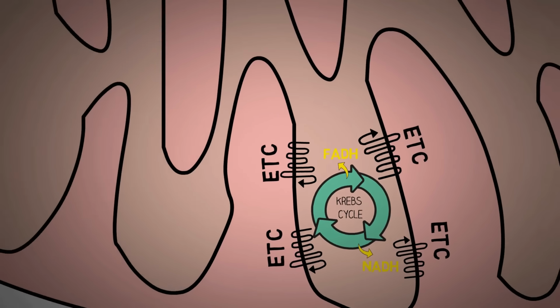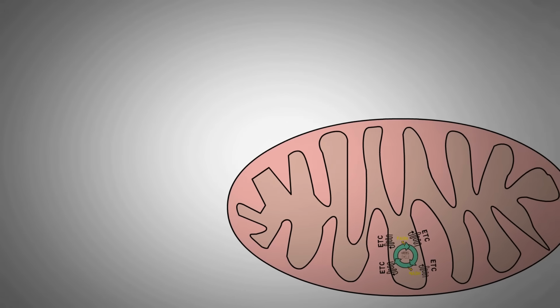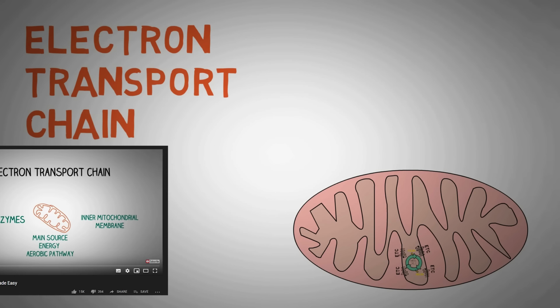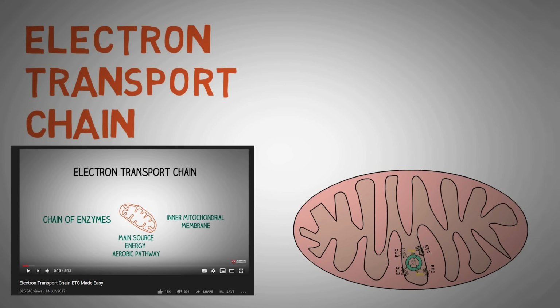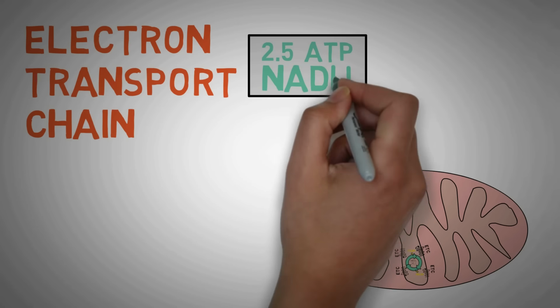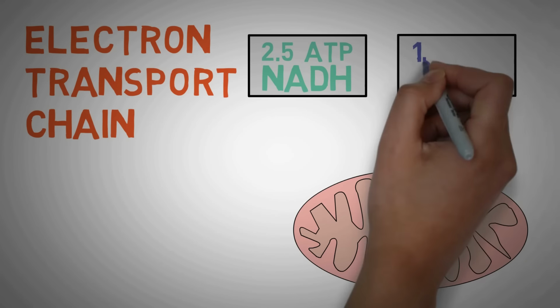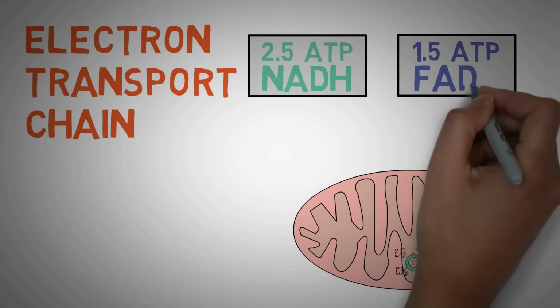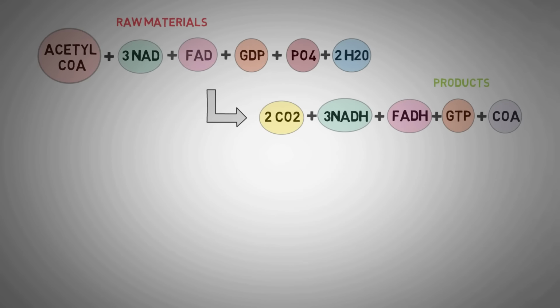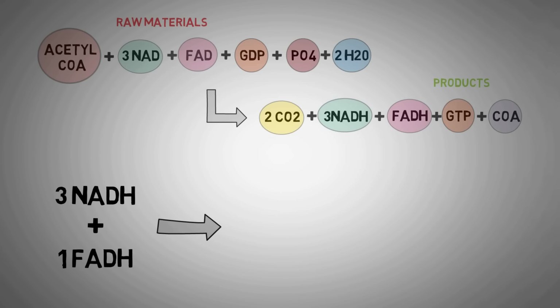Now the details of how these ATPs are produced in the electron transport chain and how many ATPs are produced are in this video about the electron transport chain on our channel. In a nutshell, you can remember that about 2.5 ATPs are produced by one NADH and 1.5 ATPs by one molecule of FADH. Like we discussed in the summary, 3 NADH are produced through one turn of the Krebs cycle and 1 FADH. So 3 NADH and 1 FADH produce 9 ATPs in total in the electron transport chain.